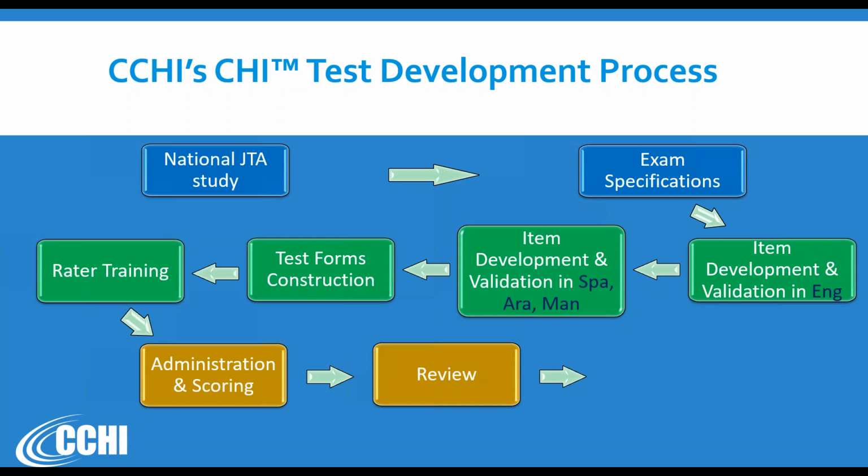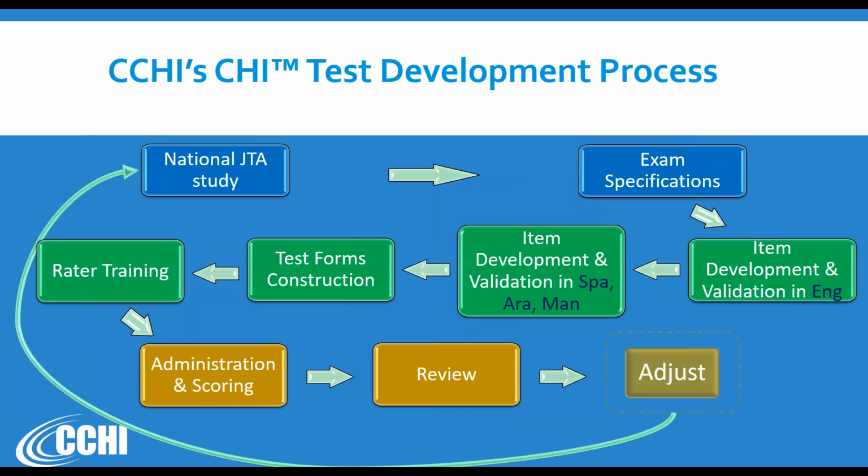Then we administer the exams, and we review the statistics, how many people passed, how many people failed, all that stuff. And if we see that there needs to be some adjustment, we do that. And then the job task analysis is held every 5 to 7 years. And as soon as the new results are in, we start the circle again and again.